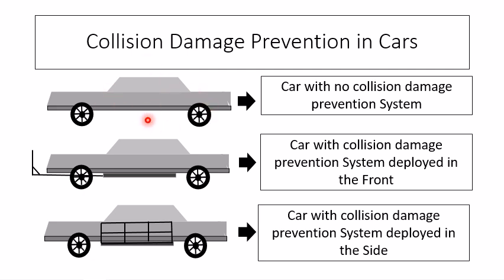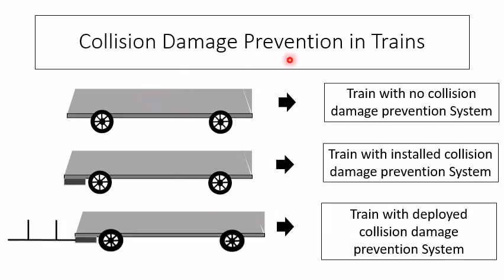So this is a car without any collision damage prevention system. This is a car with the collision damage prevention system deployed. This is the car with the collision damage prevention system deployed in the side of the vehicle.